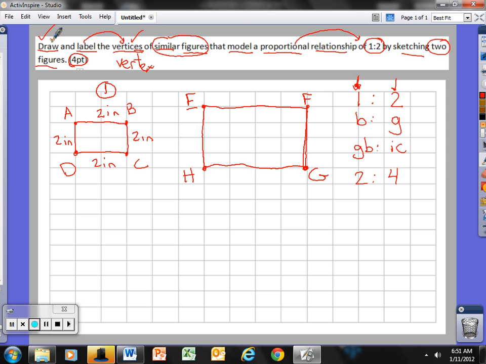So let's see here. I've drawn two shapes. Check. I've labeled both the vertices. They're similar. Check. Okay, I haven't quite finished this part yet. I've sketched two. That's good.